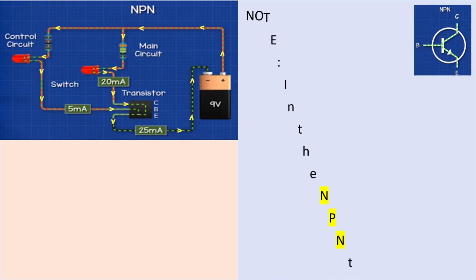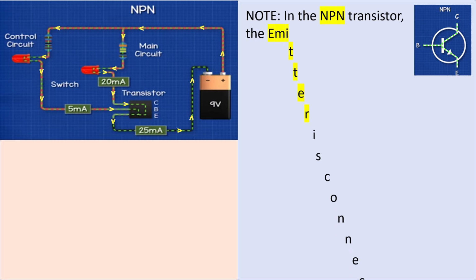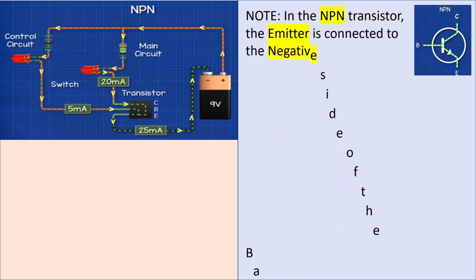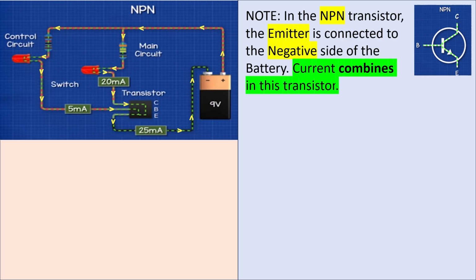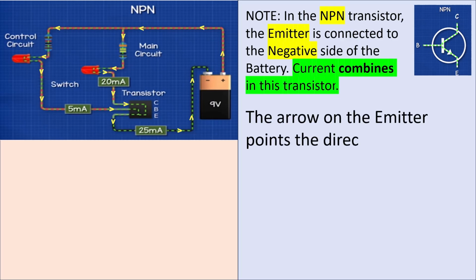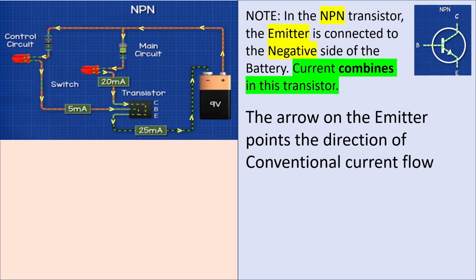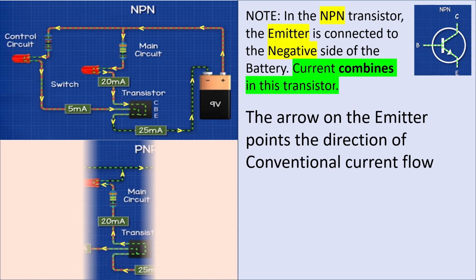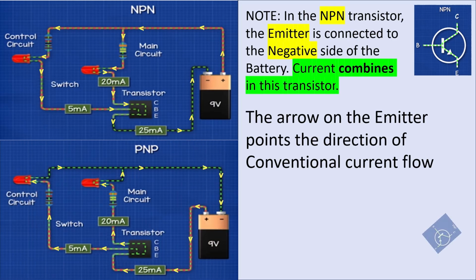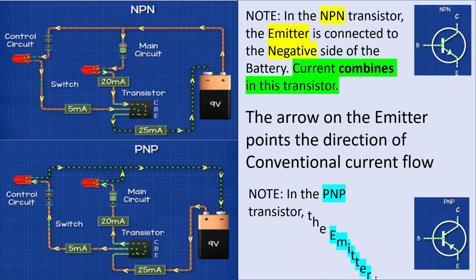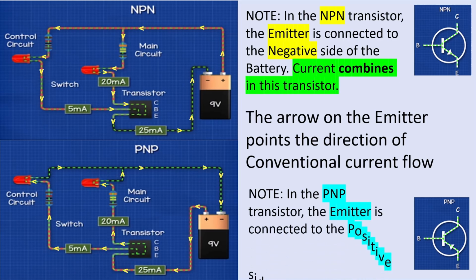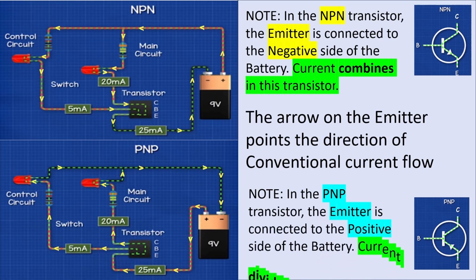Note, in the NPN transistor, the emitter is connected to the negative side of the battery. Current combines in this transistor. The arrow on the emitter points in the direction of conventional current flow. Note, in the PNP transistor, the emitter is connected to the positive side of the battery. Current divides in this transistor.